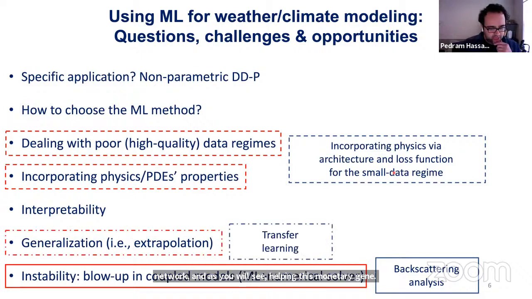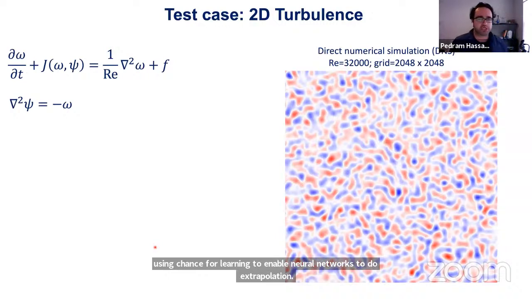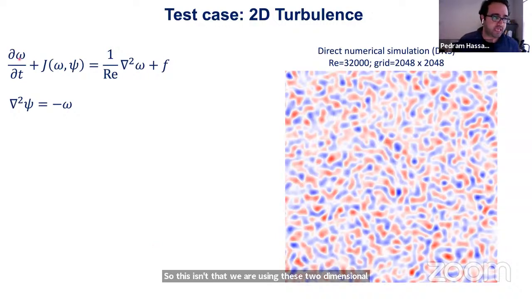Even though I don't think I will have time, I'll very briefly mention some work that we are doing on using transfer learning to enable neural networks to do extrapolation. The system that we are using is two-dimensional turbulence. The governing equations are simply this equation for vorticity, omega, and a stream function psi. This is the Jacobian, the nonlinear term. This is the Reynolds number. This can be a forcing on the system. For now, we assume that there is no forcing.